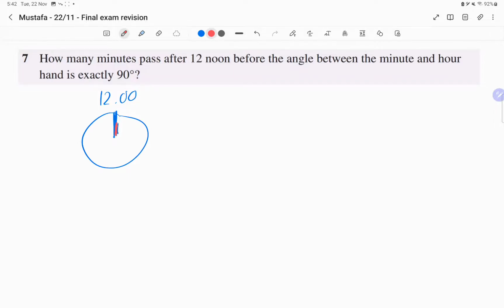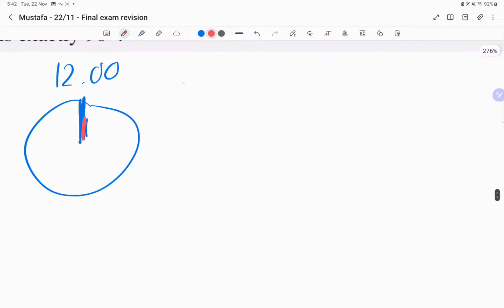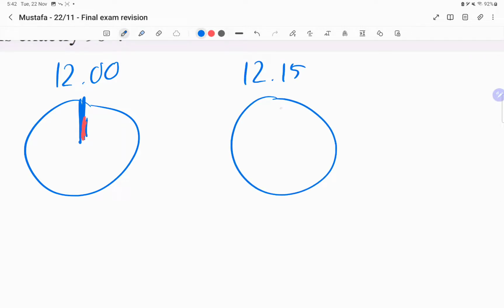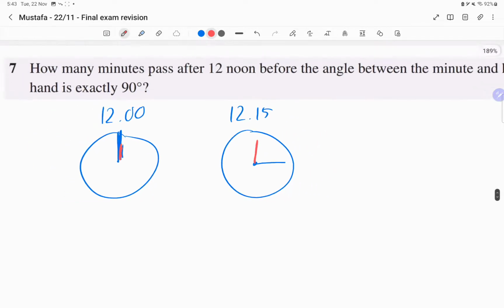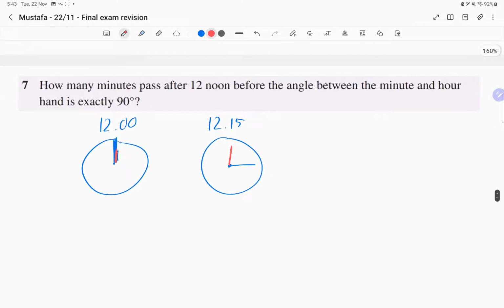Imagine at 12:05, what does it look like? Let's say at 12:15, what does it look like? They're both in the same area. You see how this one will be a little bit off? It's not centered. So when would they be 90 degrees? How many minutes past 12 would they be 90 degrees? How do we work this out?